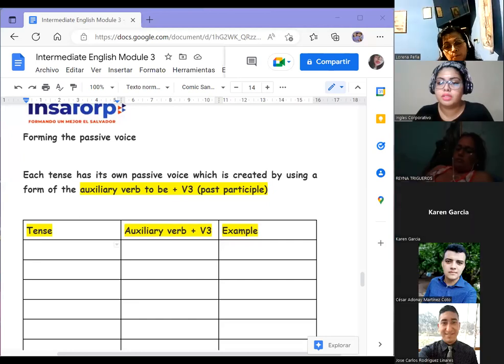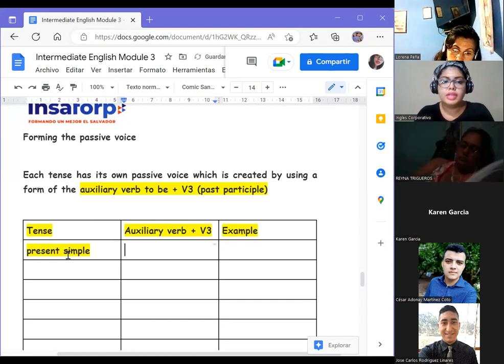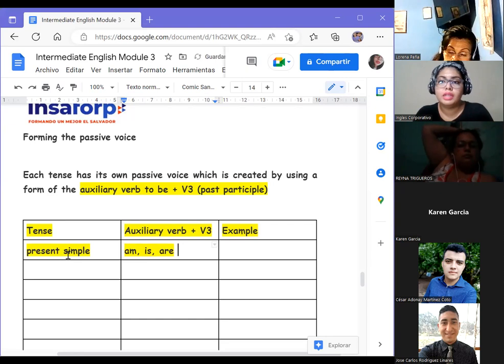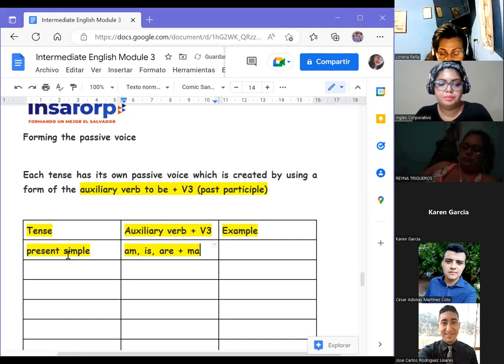Okay, we're going to continue. So I was saying, we are going to begin with the simple present, or present simple. Here we have present simple. What are the elements that we are going to use to create the passive? We are going to use the auxiliary verb, in this case am, is, are, that are the forms of the auxiliary verb be. And then we are going to use made, that is the past participle of the verb make. And we have the example.